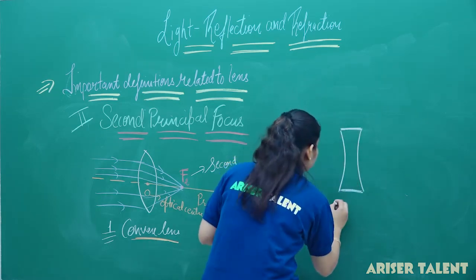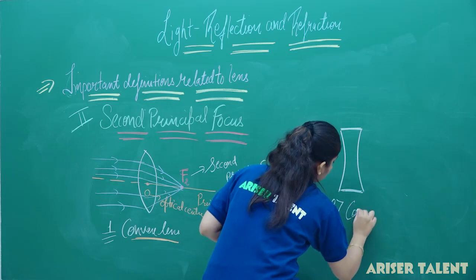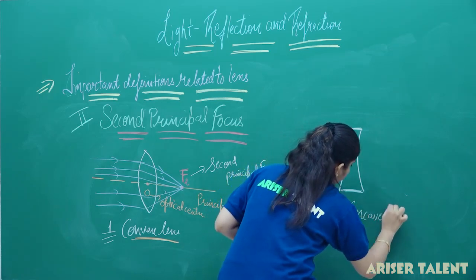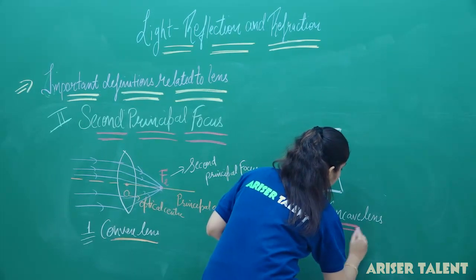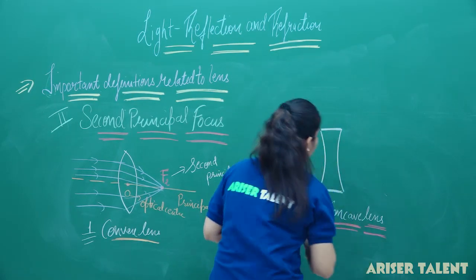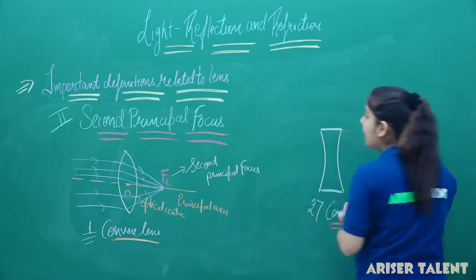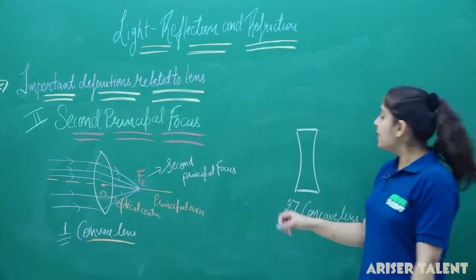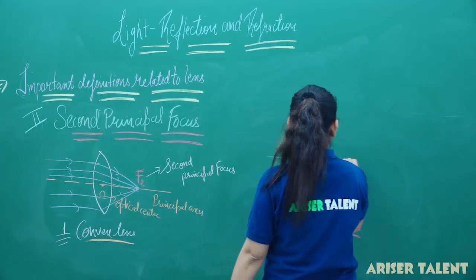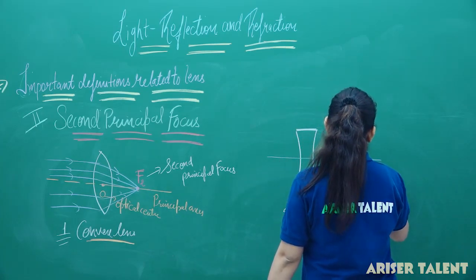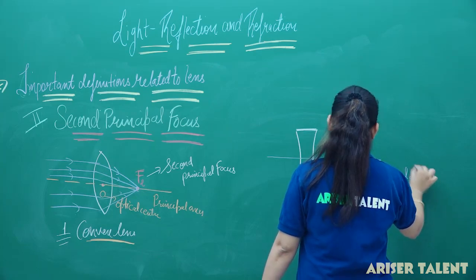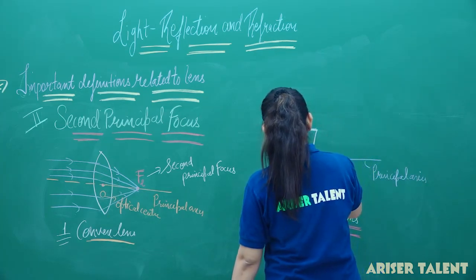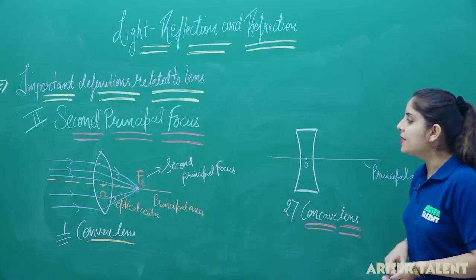So the second part is about the concave lens. Now, in case of the concave lens, this is our principal axis. And what is this? This is our optical center.